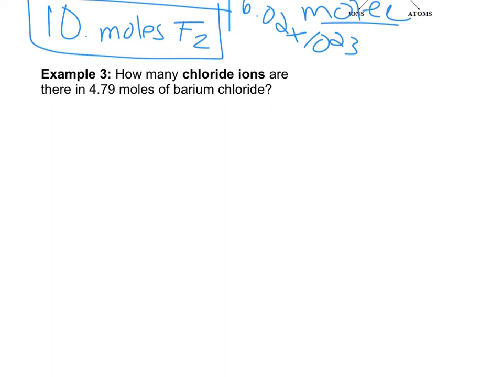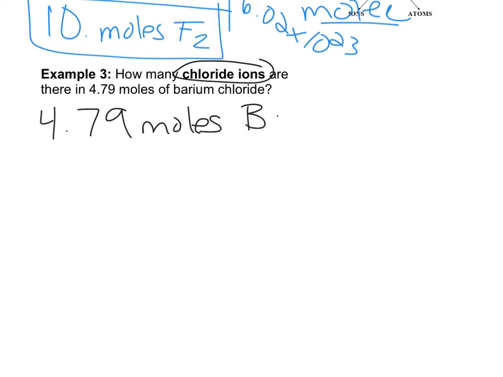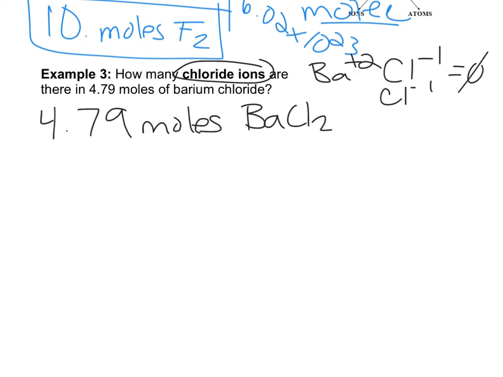How many chloride ions are in 4.79 moles of barium chloride? And this one's going to be different. It's going to actually have a couple more steps due to some of the vocab words. 4.79 moles of barium chloride, BaCl2. That's because barium is a +2 ion, chlorine's a -1, so we need another chlorine for our charges to balance and become neutral.